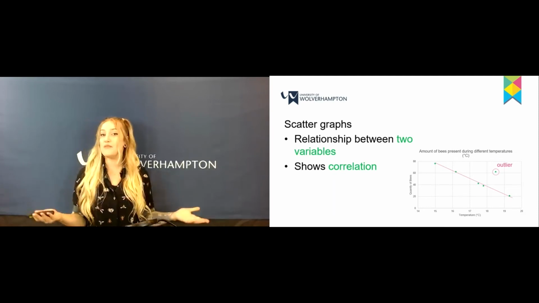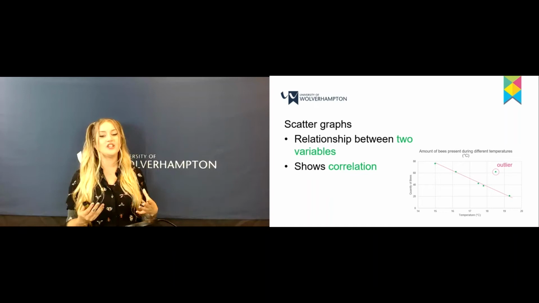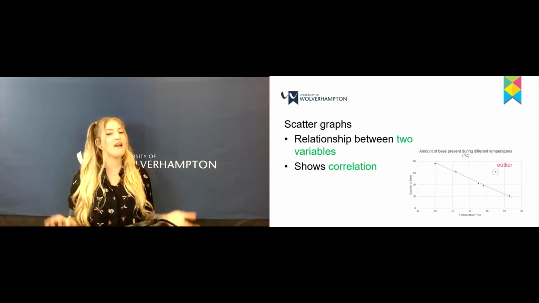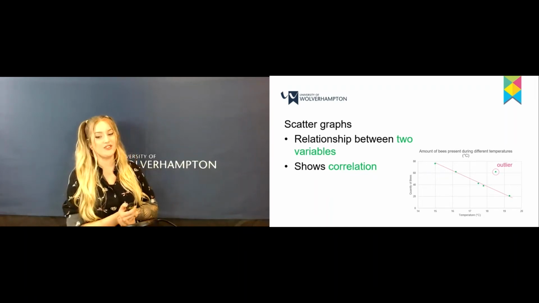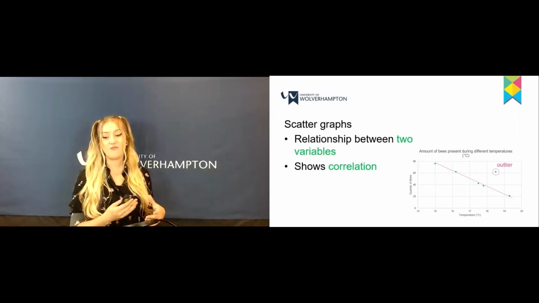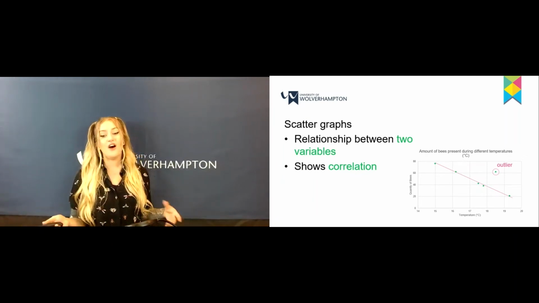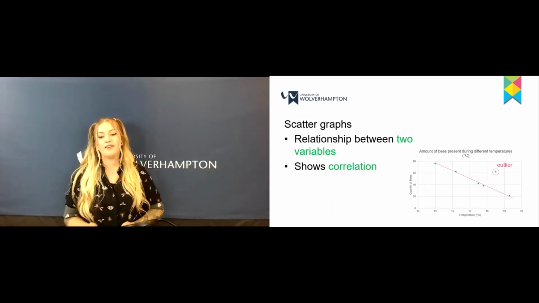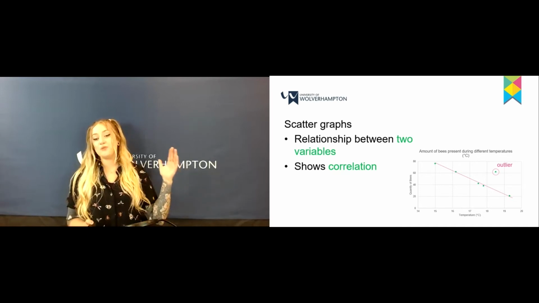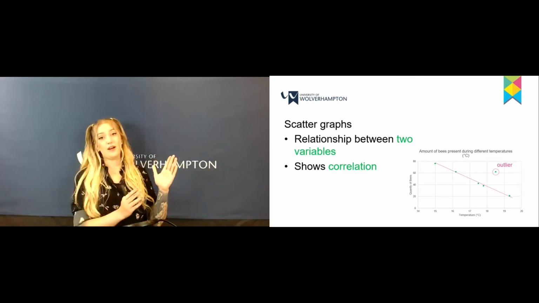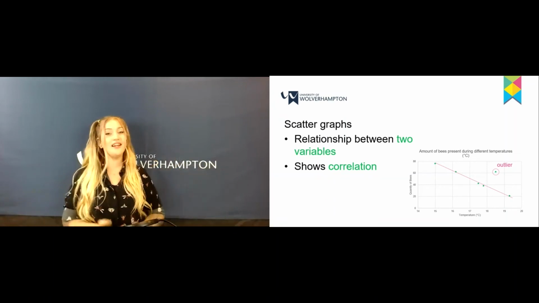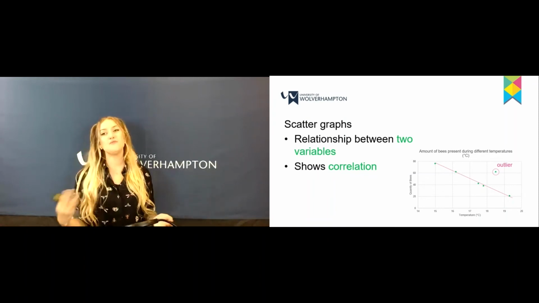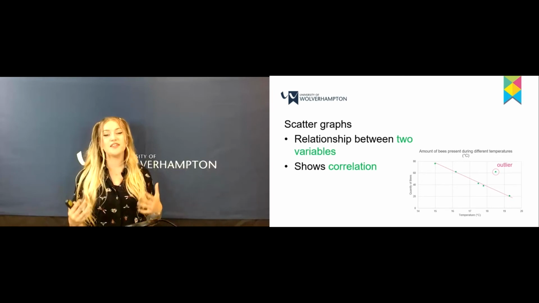Scatter graphs, or scattergrams as they're also called, show the correlation between two variables. So in the example I have here, we have the amount of bees present during different temperatures. You can see on the x-axis I have my temperature, and on the y-axis I have the quantity of bees that I have sampled. So you can see on our example that the data shows there are more bees present in our sample when the temperature is lower, and when the temperature rises, there are fewer bees present. And this shows us that there's a correlation between temperature and amount of bees. And in this particular example, you can see there's a negative trend.